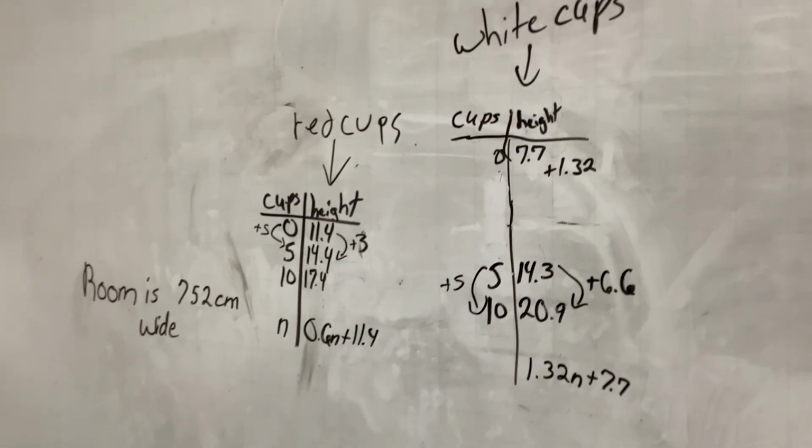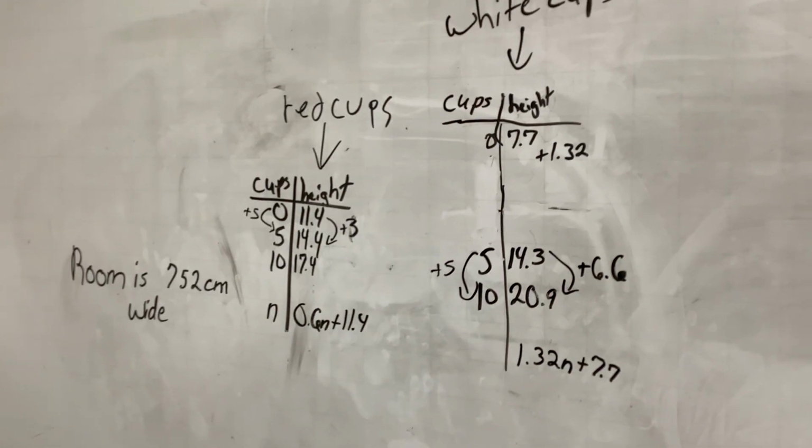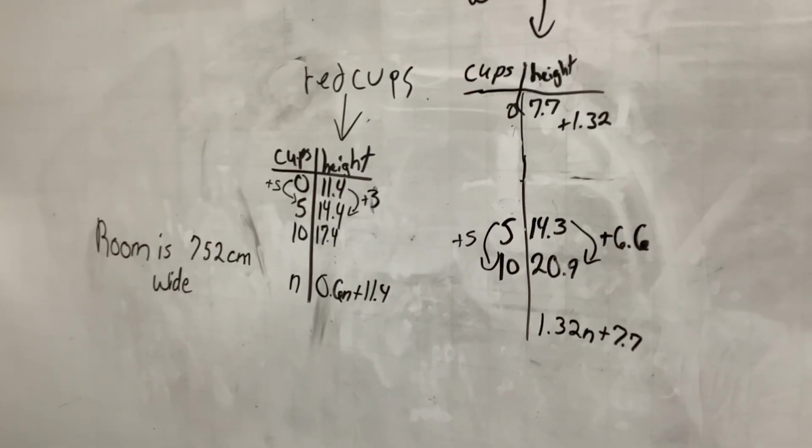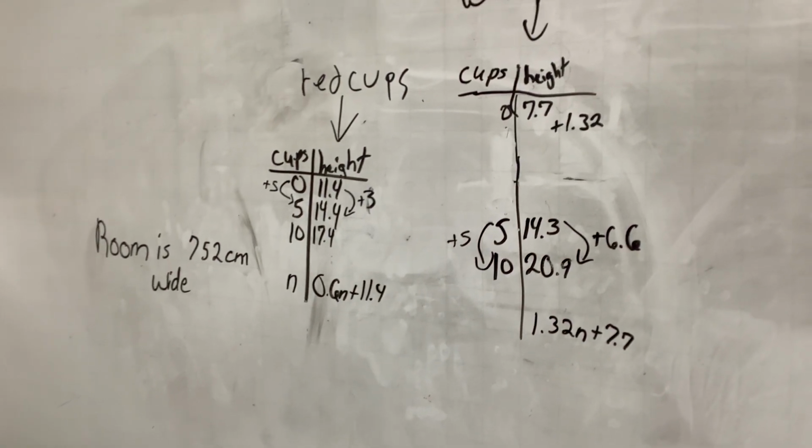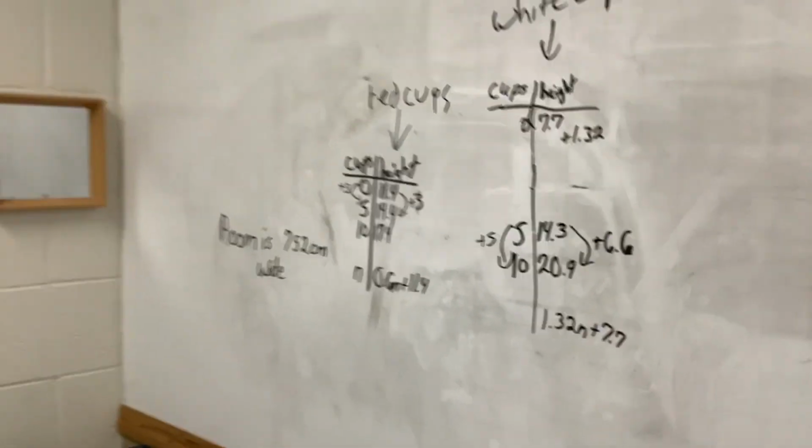So now the question is, for that 752 centimeter wide room, how many red cups and how many white cups? So we're just putting our palms together. In a way, yeah. Okay.